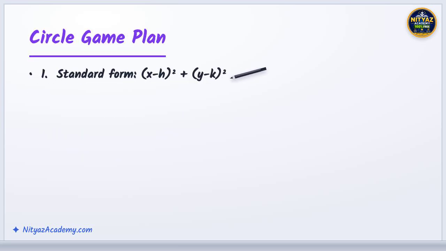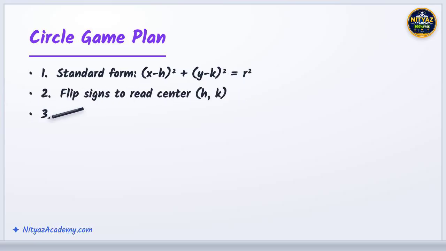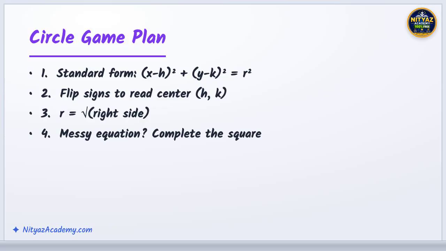Here's your circle game plan. 1. Know the standard form cold. 2. Flip the signs inside the parentheses to read the center. 3. Take the square root of the right side to get the radius. And 4. If the equation looks messy in general form, complete the square to convert it. Do that, and every circle question becomes routine.